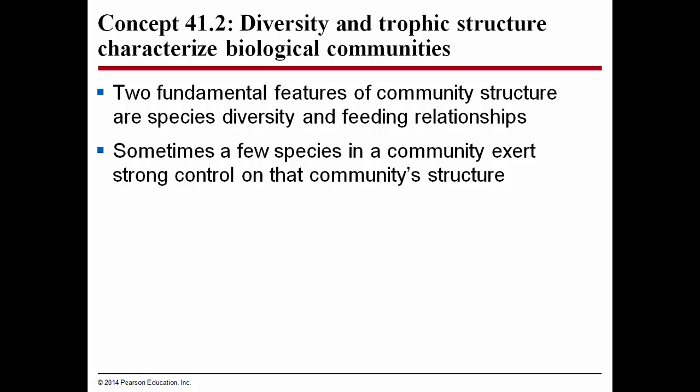Now, diversity and trophic structure characterize biological communities. There are two fundamental features of community structure: species diversity and feeding relationships. Sometimes a few species in a community exert strong control on that community's structure.